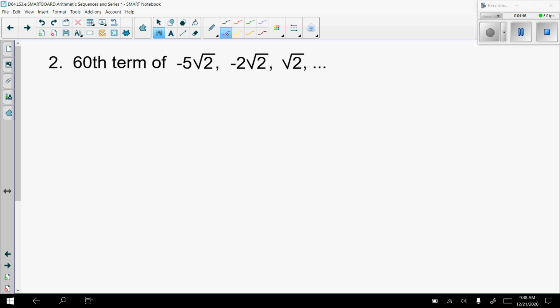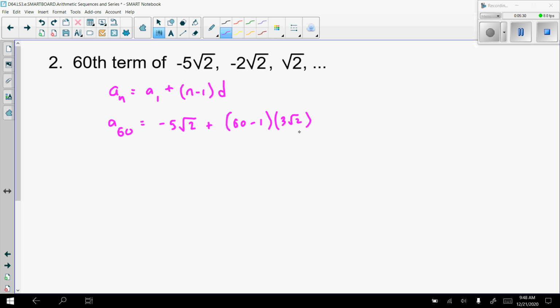Number 2, we are finding the 60th term. So let me first write down the formula: a sub n equals a sub 1 plus quantity n minus 1 times d. Because I'm looking for the 60th term, I would be first writing a sub 60 equals a sub 1. Well, the first term is negative 5 square root of 2, plus in parentheses n minus 1. Well, we know the n is 60, since that is the 60th term, minus 1. And now I need the difference d. The difference is 3 square root of 2.